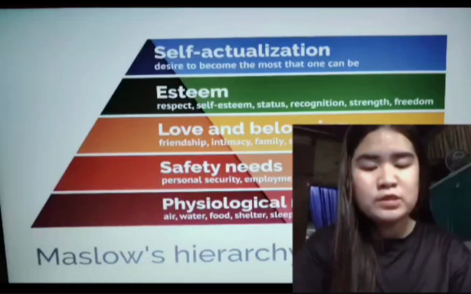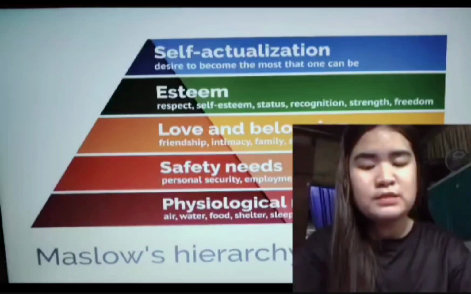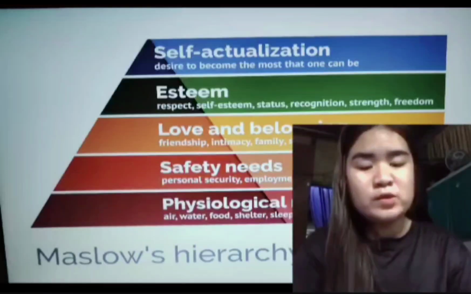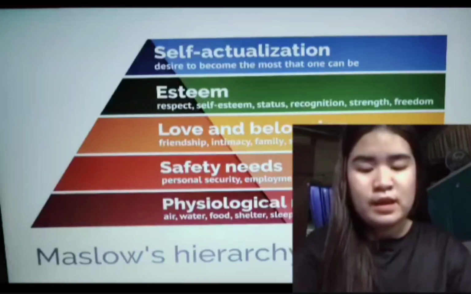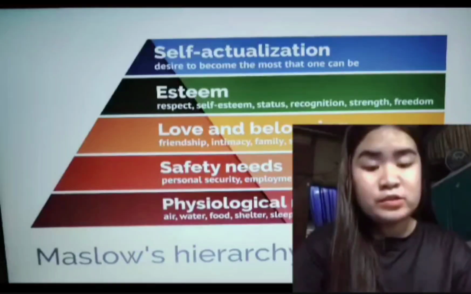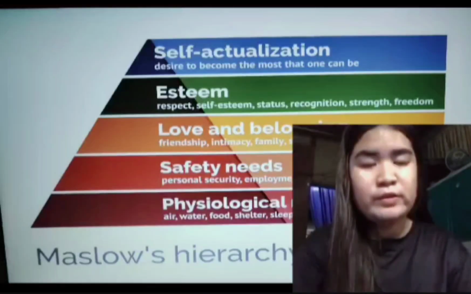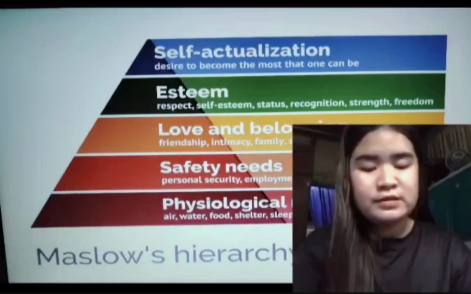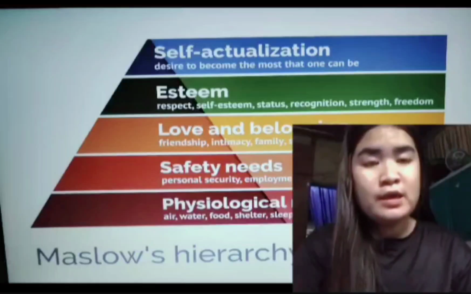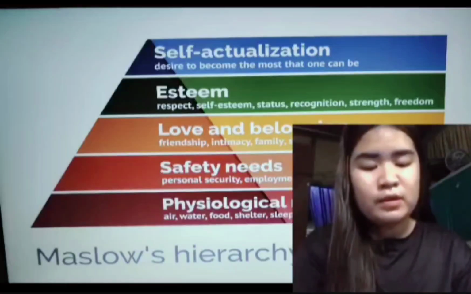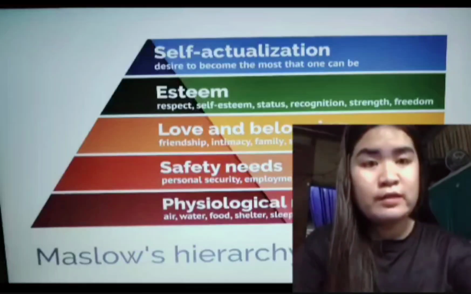Self-actualization. Self-actualization is the highest level of human needs according to Maslow's hierarchy of human needs. First, realizing personal potential. Second, pursuing passion and interest. Third, finding purpose and meaning. Fourth, developing talent and abilities, achieving personal growth and fulfillment.